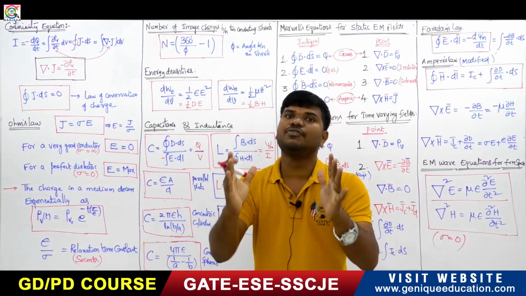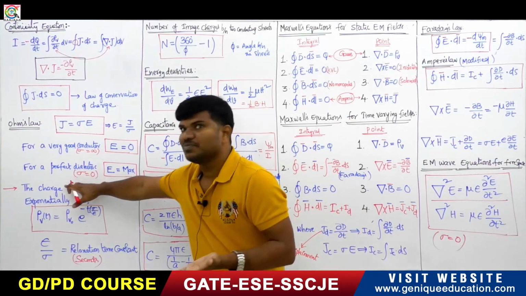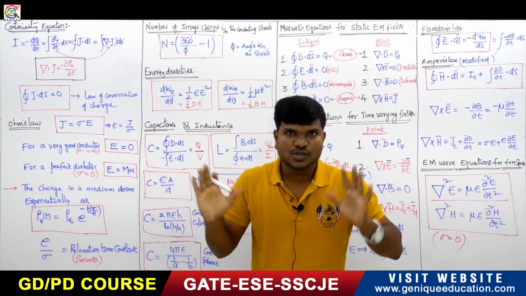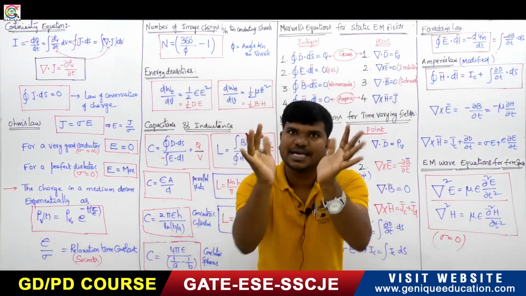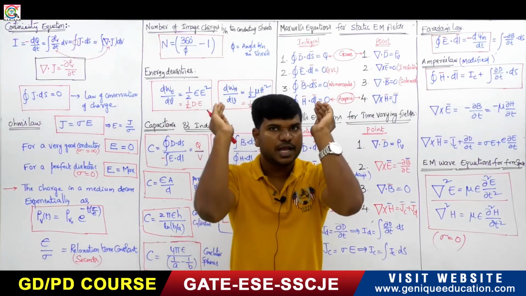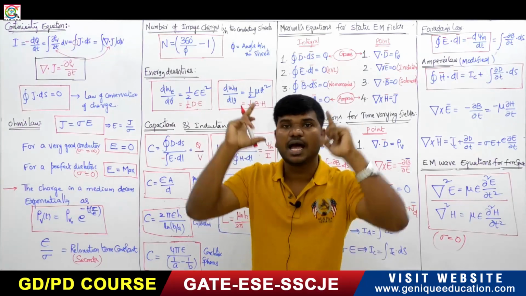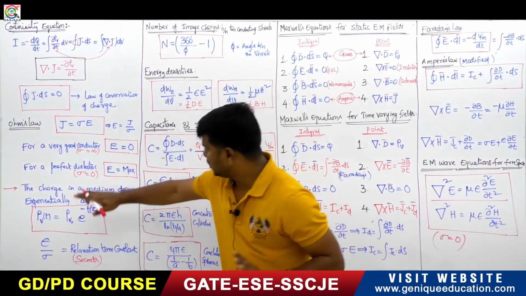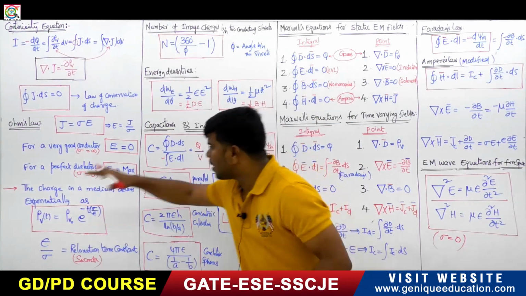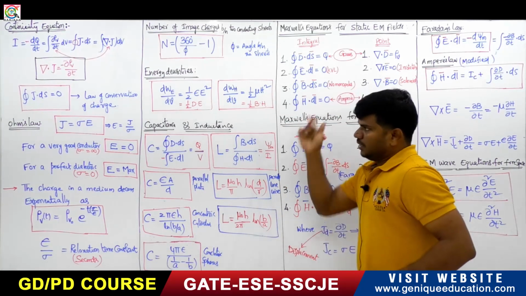Because there is no conductivity here, the charge will be accumulated there only. Because of the storage of the charge, there exists the electric field definitely. So this is the point you have to understand. So come to the next.